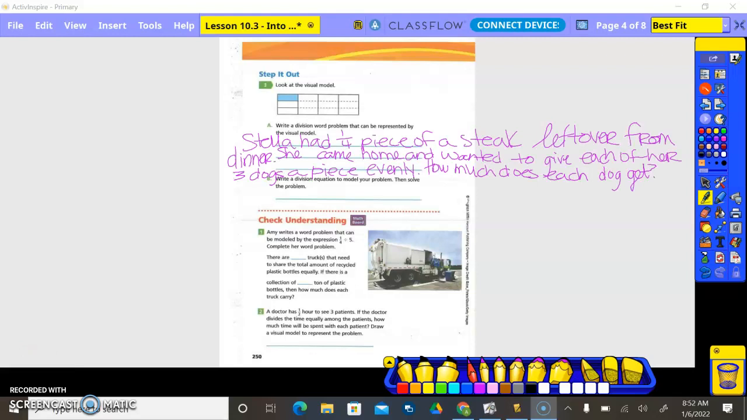So he said, Stella had 1/4 of a piece of steak left over from her dinner. She came home and wanted to give each of her 3 dogs a piece evenly. How much does each dog get? So what's our division problem? So we said that we started with what fraction of that whole?